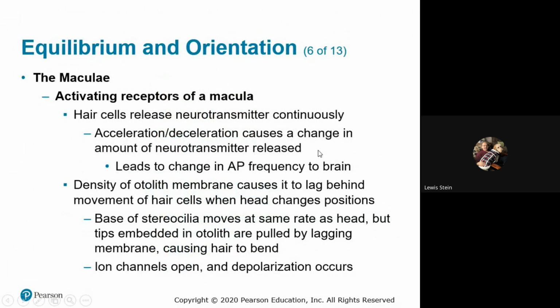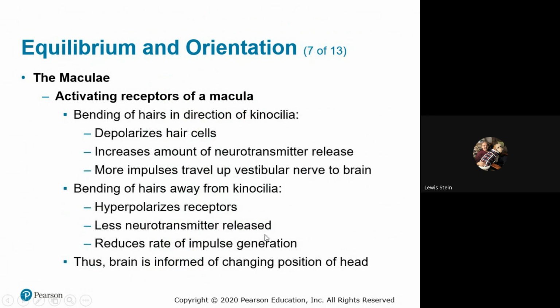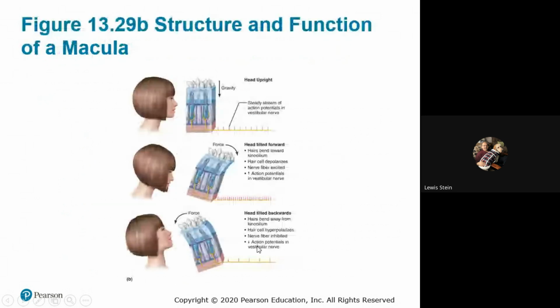They cause changes in the amount of neurotransmitter released, and there's a fair amount that goes on with it. So if it's bending in the direction of what they call the kinocilia versus away, this is how your brain is being informed about head position.